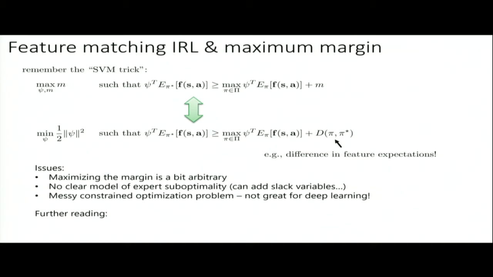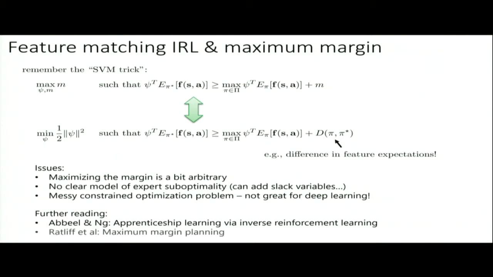But if you're interested in margin-based IRL methods and want to read more about them, here are a few suggested readings. So there's apprenticeship learning via inverse reinforcement learning. This is one of the classic papers in this field from 2004. And then a more modernized algorithm that is actually quite good to use in practice is called maximum margin planning by Ratliff et al. So if you're interested in margin-based IRL, I would recommend checking out those papers.